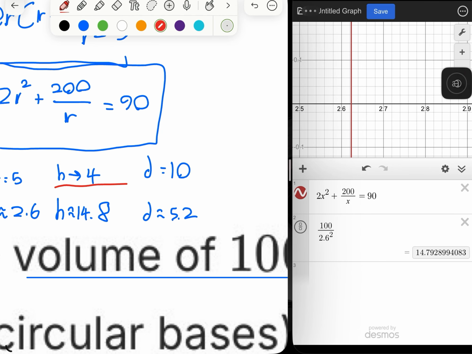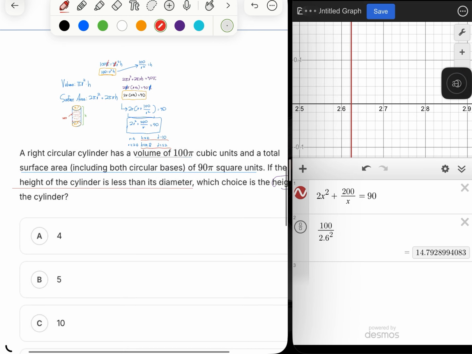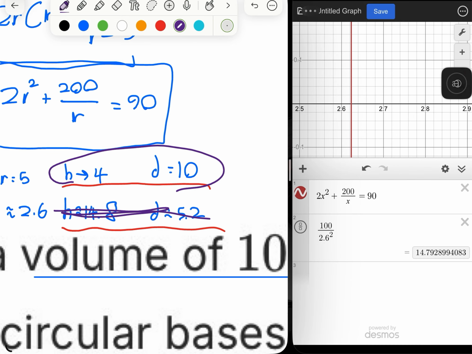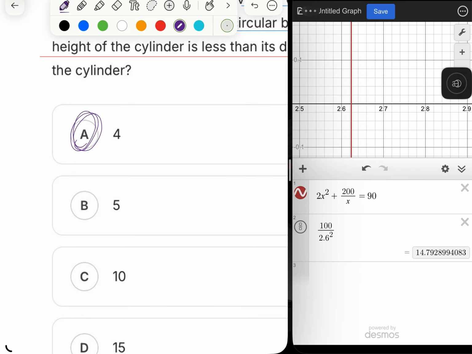So now we have the height and diameter of one pair, and then we have the height and diameter of the other pair. We're looking specifically for when the height is less than the diameter. Well, if you look at these two options, the height is only less than the diameter in the first one, not in this one. So you can cross this one out and focus on this. And of course, the height is 4. They're asking for the height, so our answer choice is A.